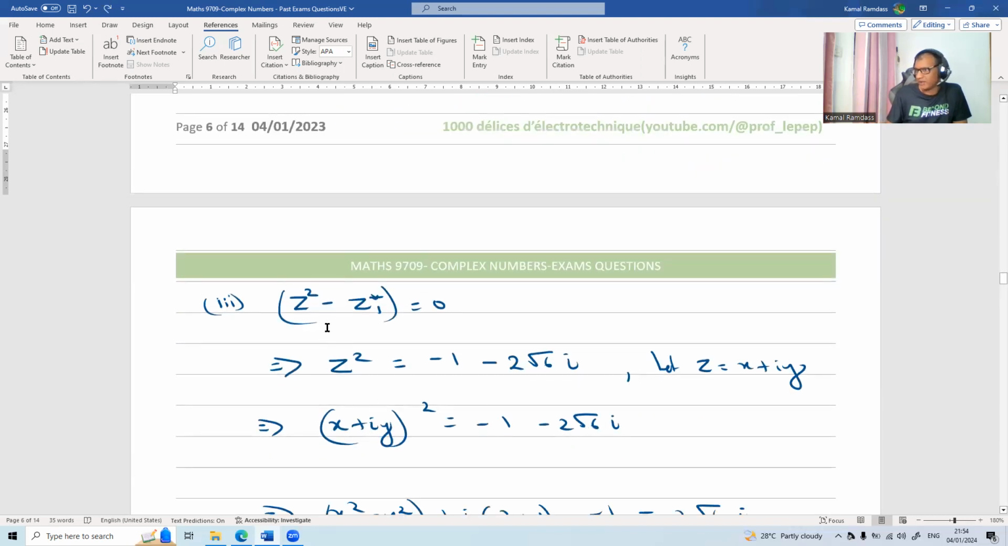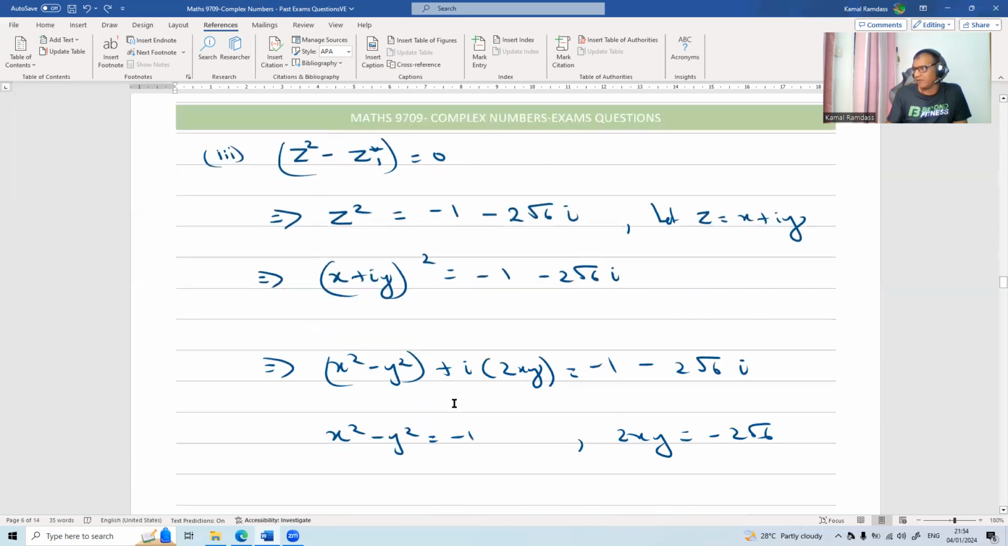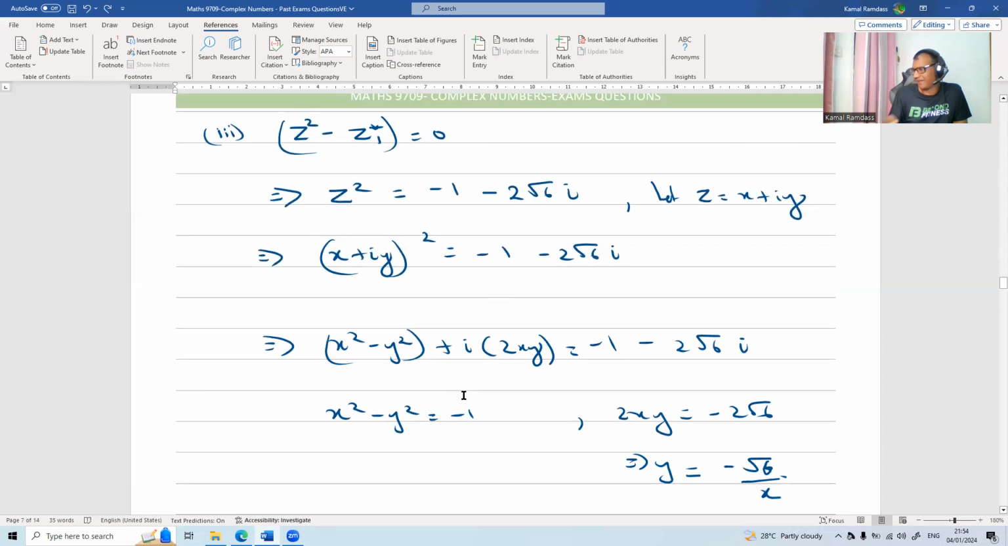Troisièmement, z² − z1 conjugate est égal à 0. z² is equal to −1 plus minus 2√6 i. Et toujours, let z is equal to x + iy, where x and y are real values. Et finally, on gagne presque la même chose ici. x² − y² + i2xy = −1 − 2√6 i, seulement ça qui change là.